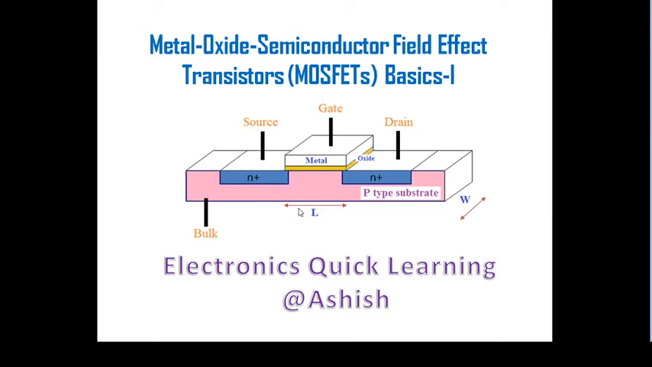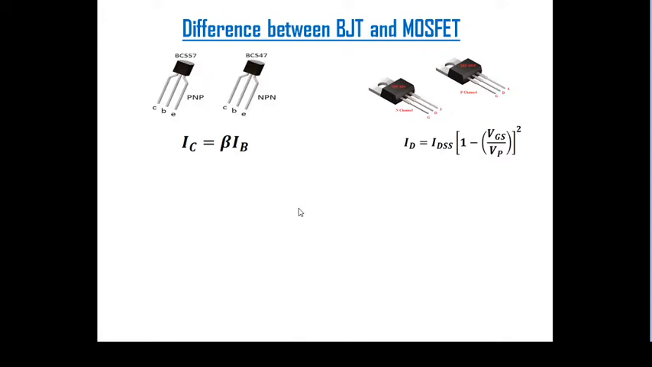So we will start with the simple basics. First, when the transistor comes up, we have to think about either BJT or MOSFET. Here we can see two commercially available BJTs: BC557, which is a PNP transistor, and BC547, an NPN. Many other commercially available ICs may be available, but I am just giving these as some transistor names for our knowledge.